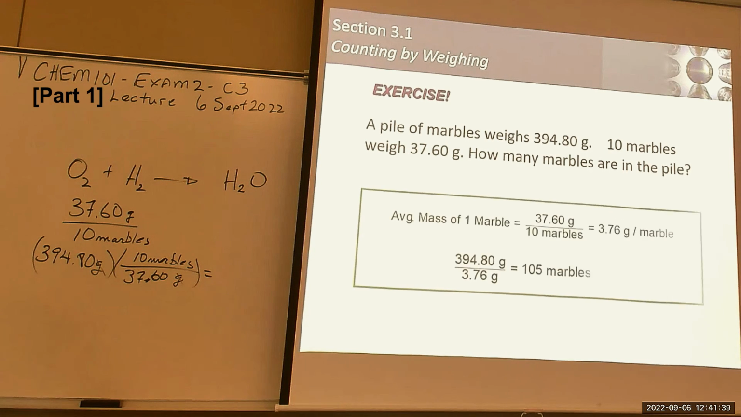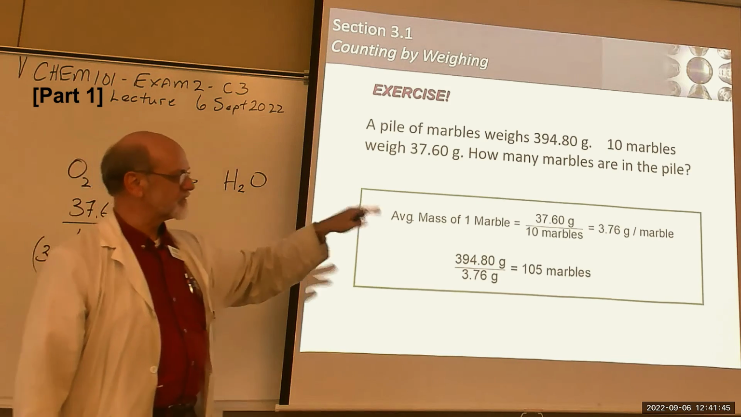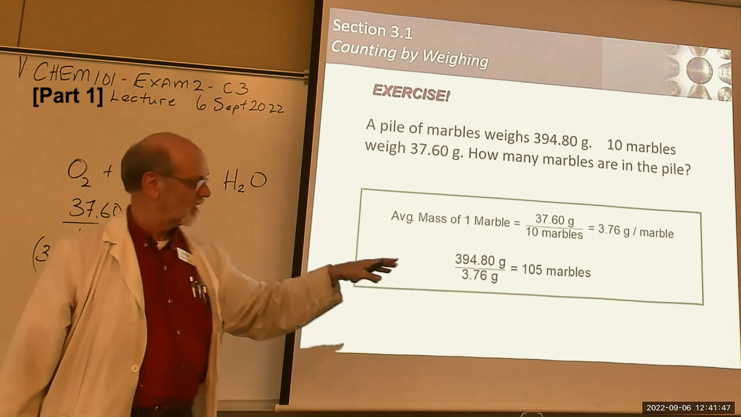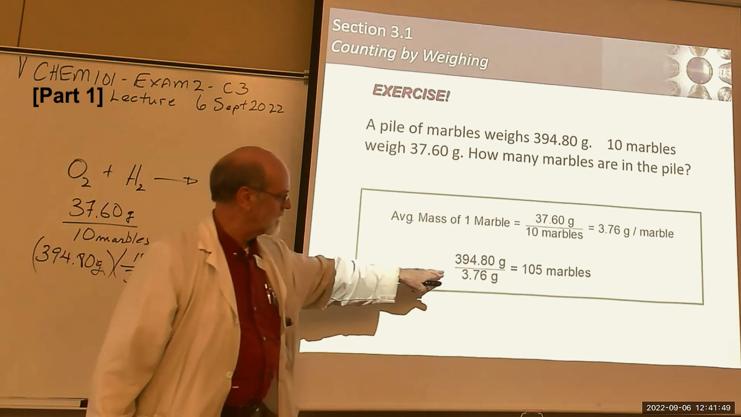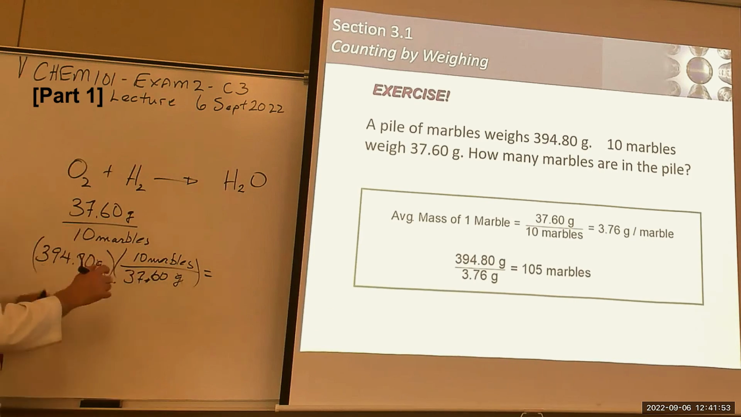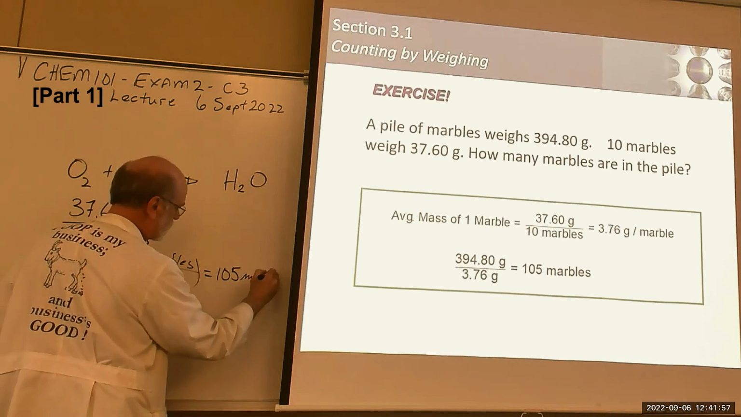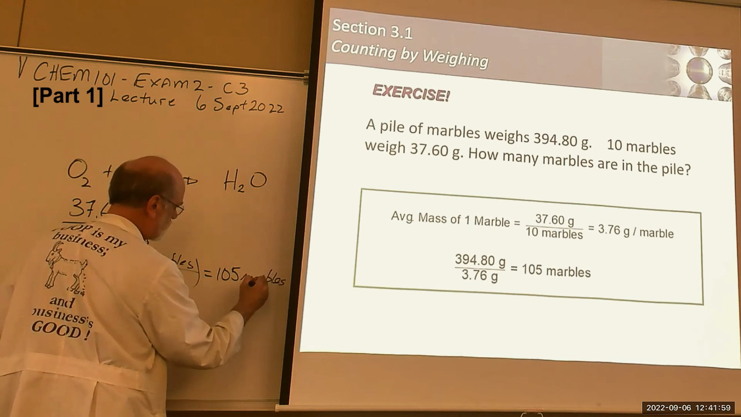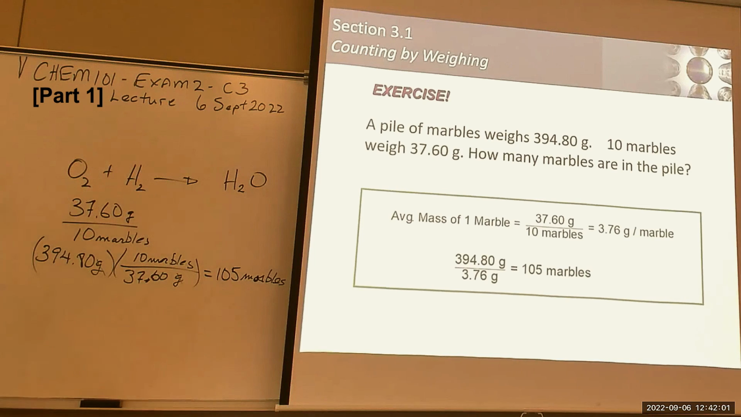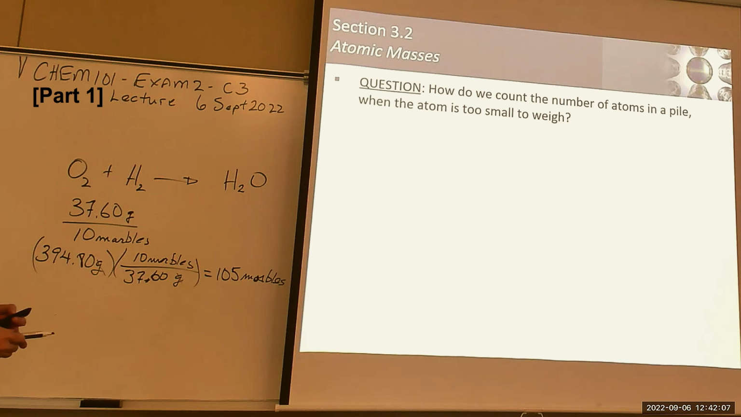I think I've got it here. Here we go. This one does it in 2 steps. We find out how much each marble weighs, and then we use that information to find out how many marbles. But if you run this calculation, you'll end up with the same 105 marbles. Okay? That's called counting by weighing.